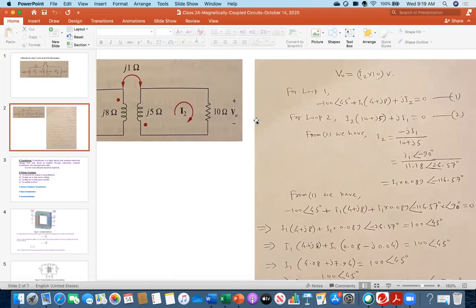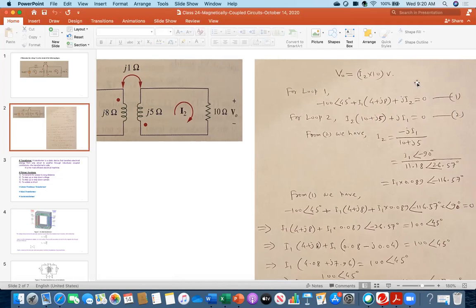And then see, for loop 2, this loop, everybody see, (10 plus j5) multiplied by I2, and then the mutual inductance, the mutual voltage due to this mutual reactance with respect to that current I1. So that's why j I1 equals 0. This is equation number 2.